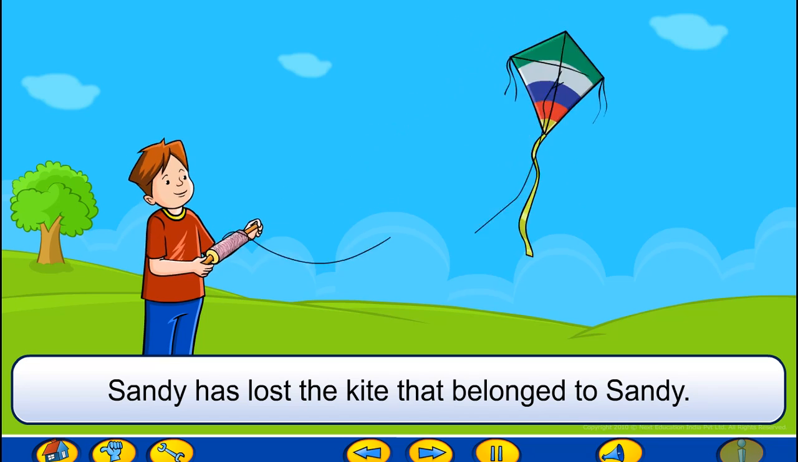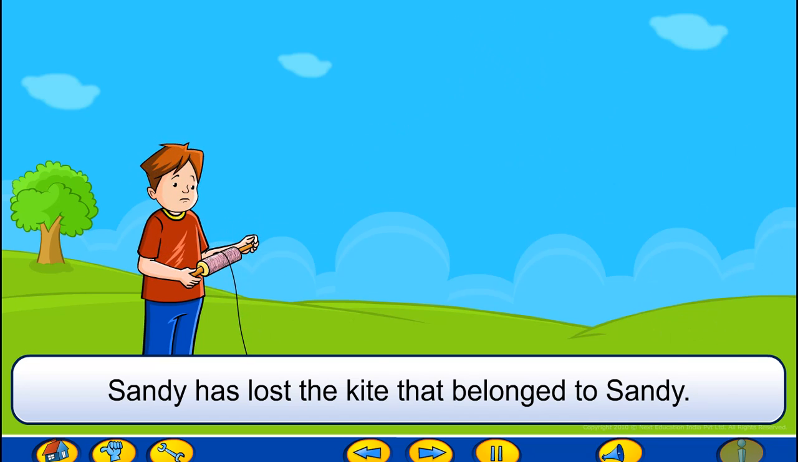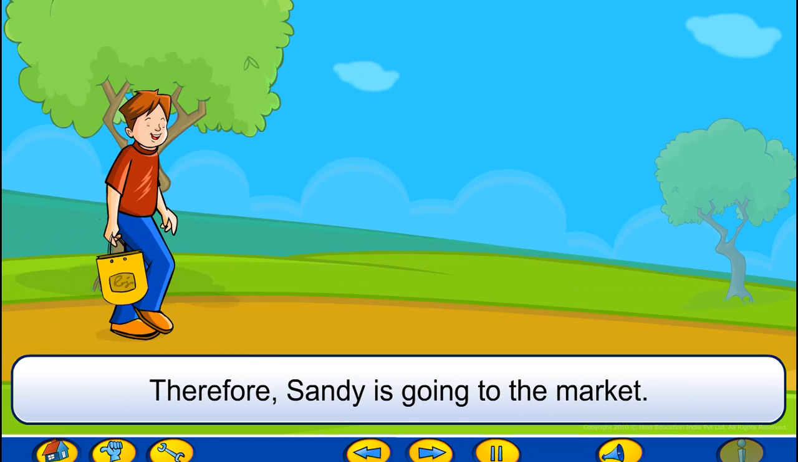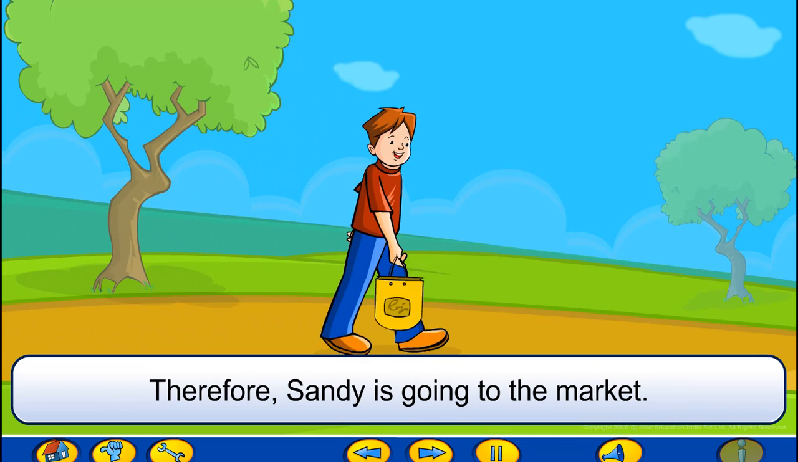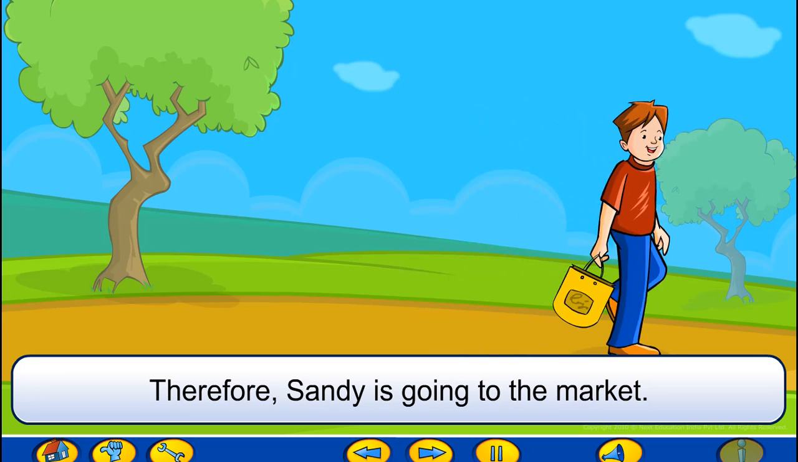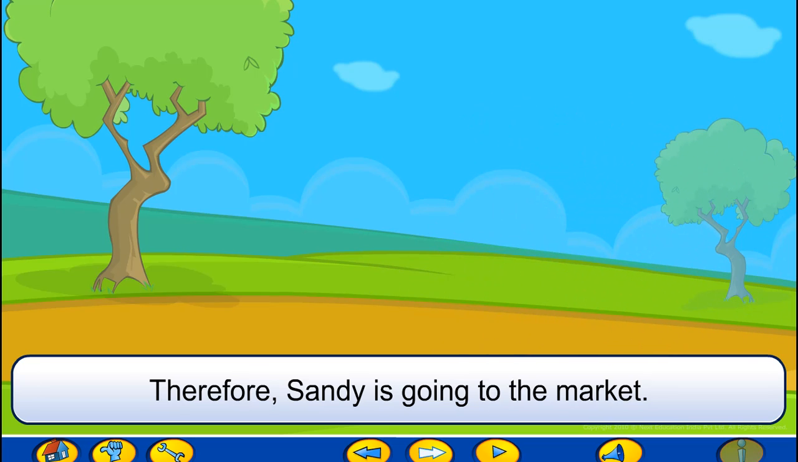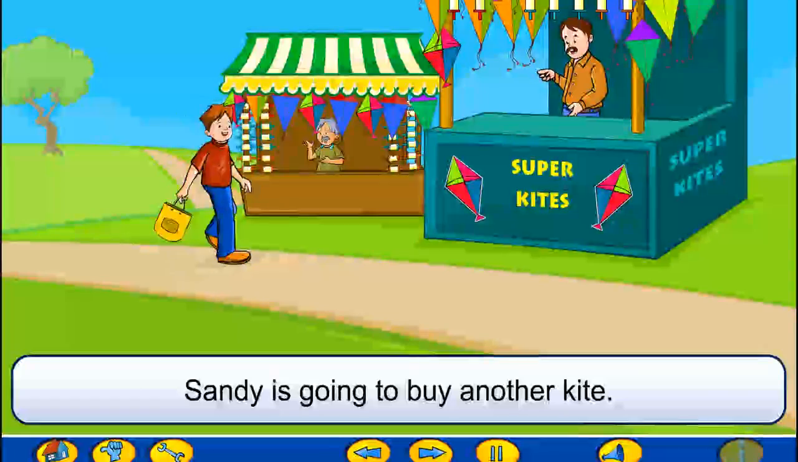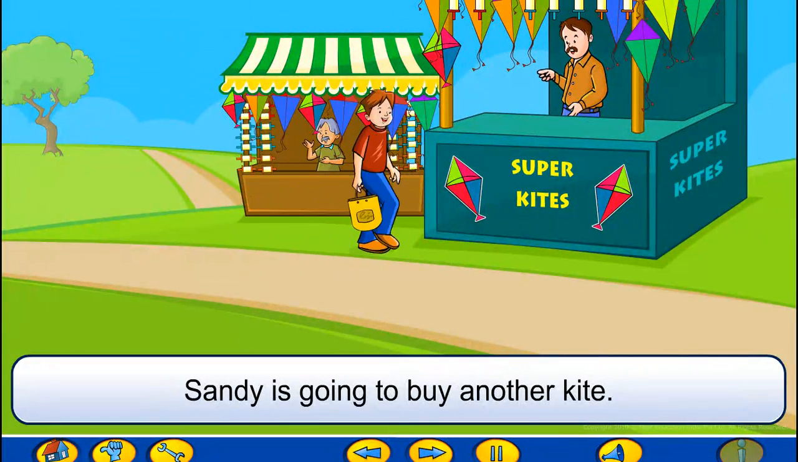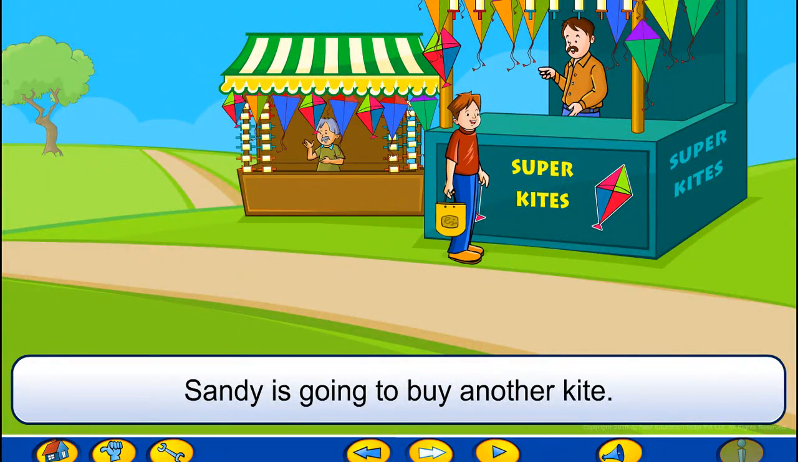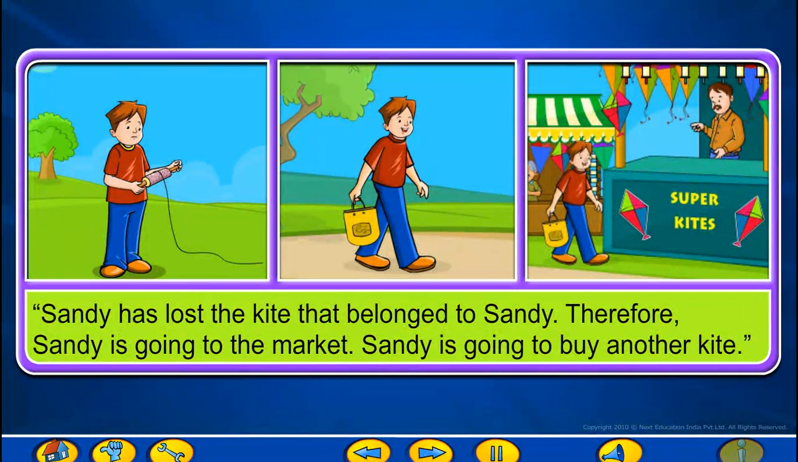Sandy has lost the kite that belonged to Sandy. Therefore, Sandy is going to the market. Sandy is going to buy another kite. Repeating the noun Sandy in all the sentences sounds awkward. Does it not?